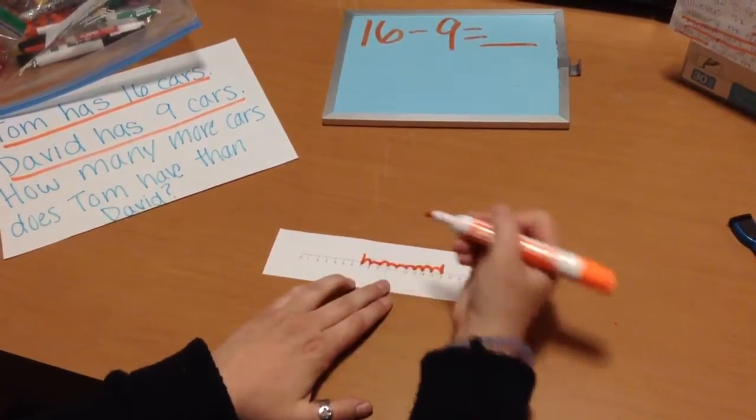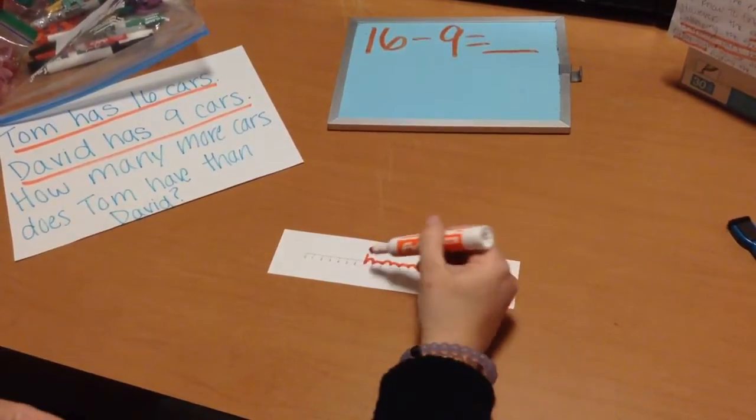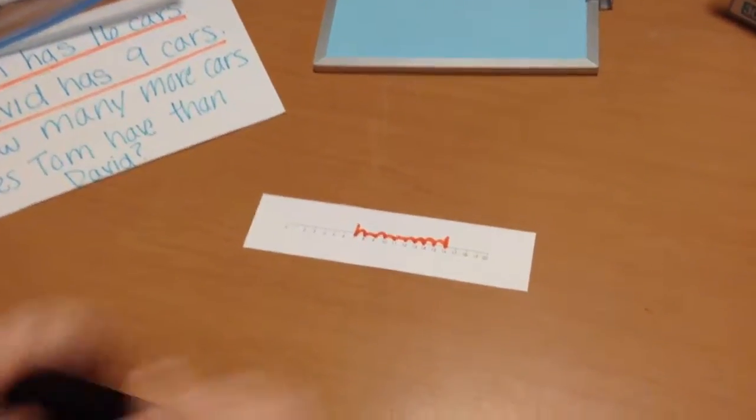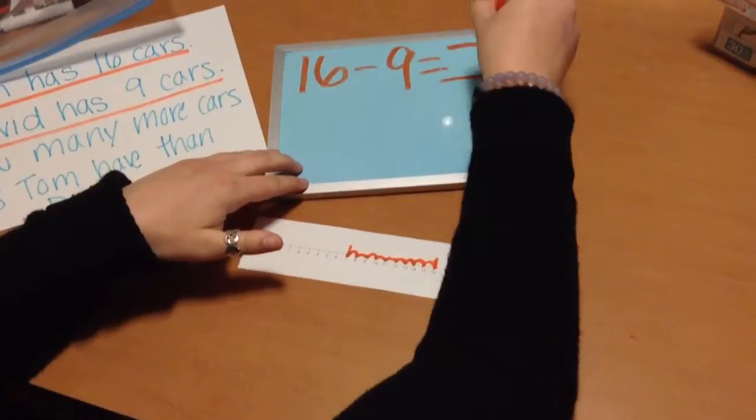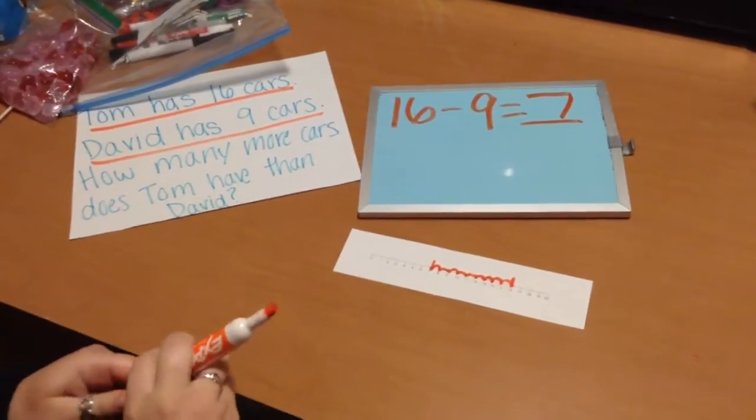And when you're done, when you land on your last jump, that is the answer to your question. So we landed on 7 when we jumped backwards 9 times. So we know that our answer is 7. So we know that Tom had 7 more cars than David.